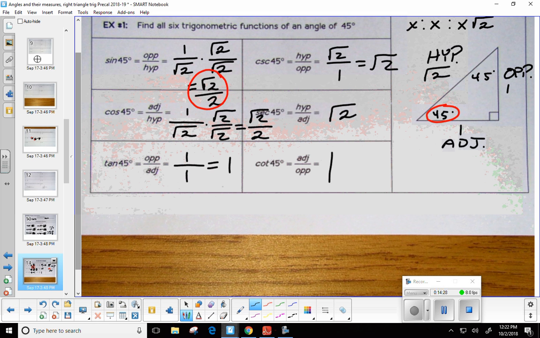There we go. So that was a 45, 45, 90. When we start looking at the unit circle next week, these triangles are going to be coming up a lot. Any questions?